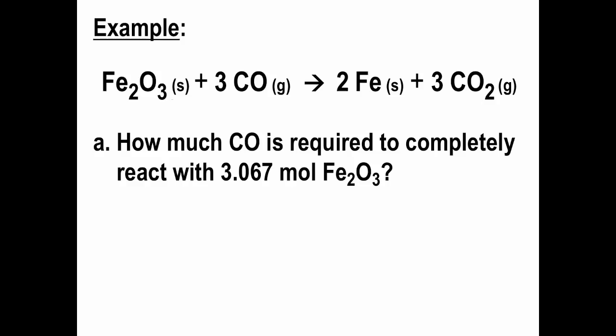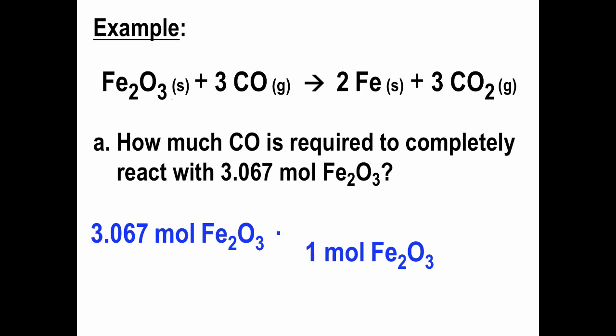So this is going to essentially just be a conversion problem. We have 3.067 moles of Fe2O3. We need to convert it into, or determine how much CO is required. And what we know is that for every 1 mole of Fe2O3 that reacts, 3 moles of CO are needed. And so we set up a conversion factor like we've done before, with moles of Fe2O3 on the bottom, which we want to cancel out, and moles of CO on the top, which we want to get, and then we simply do the math.